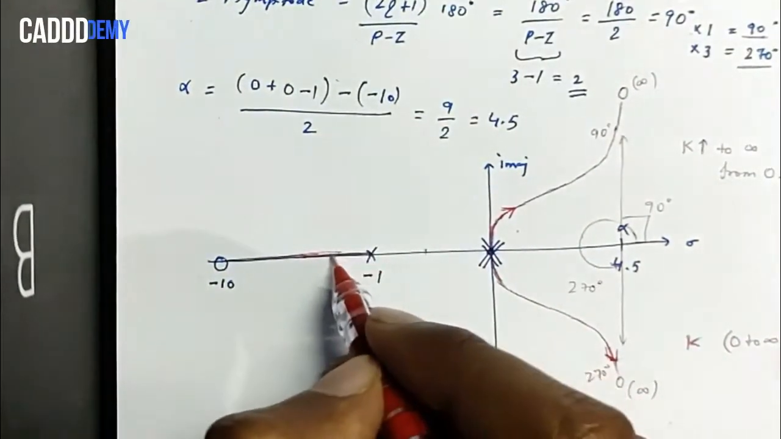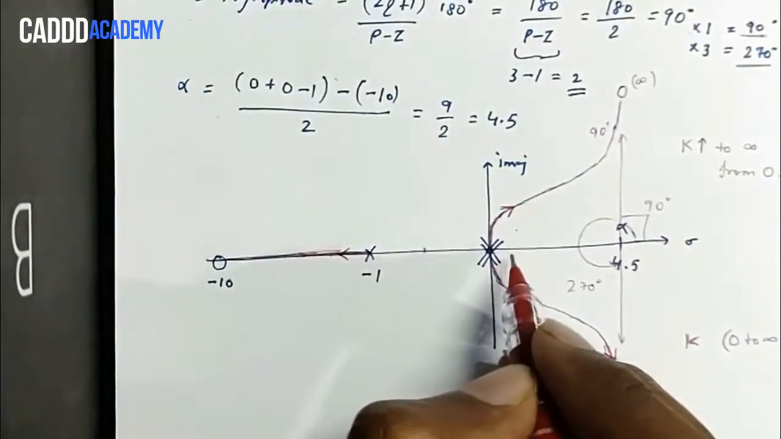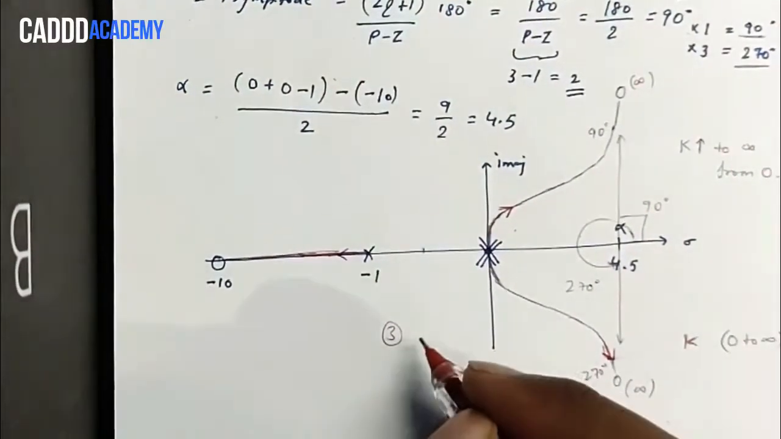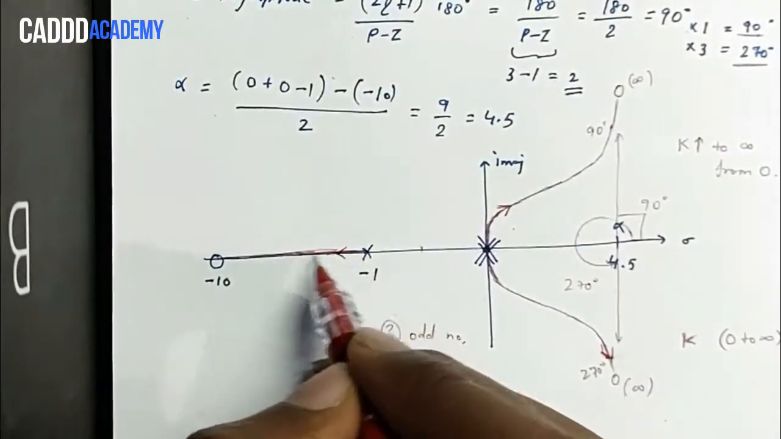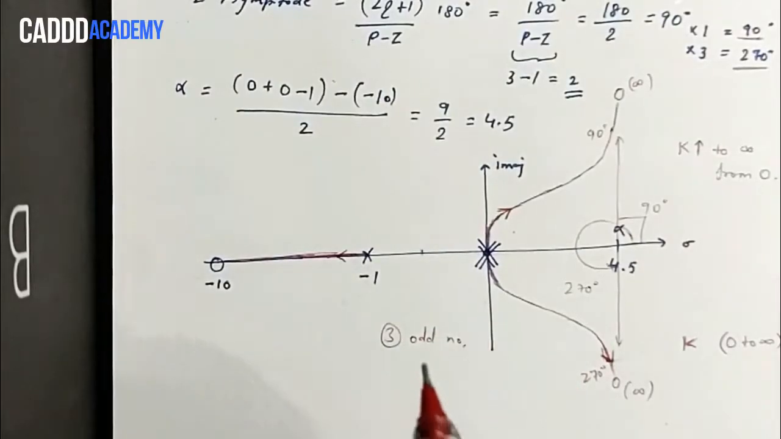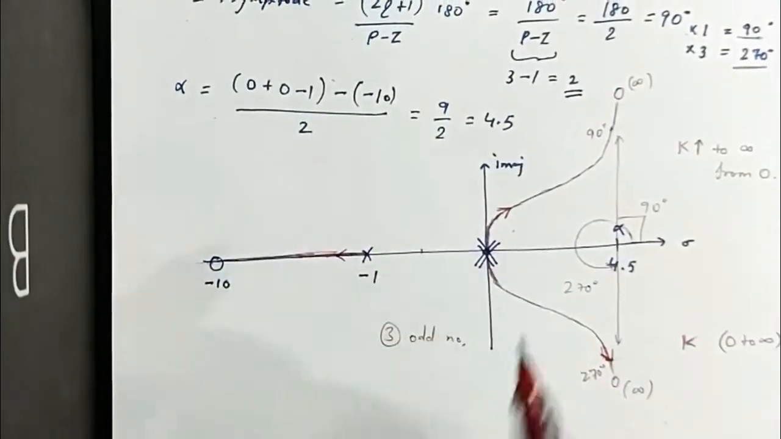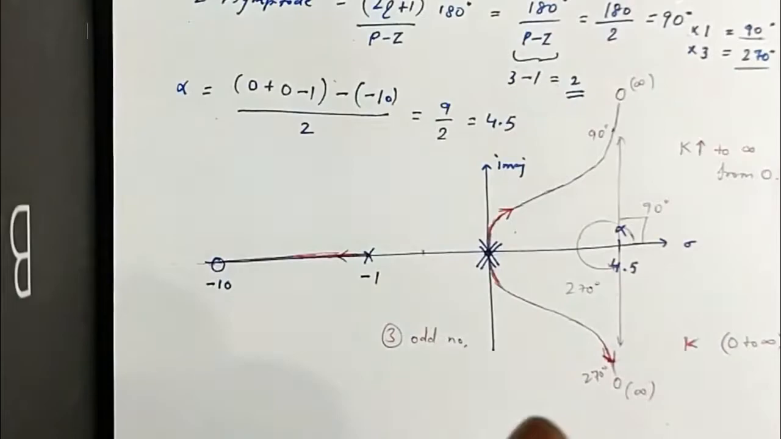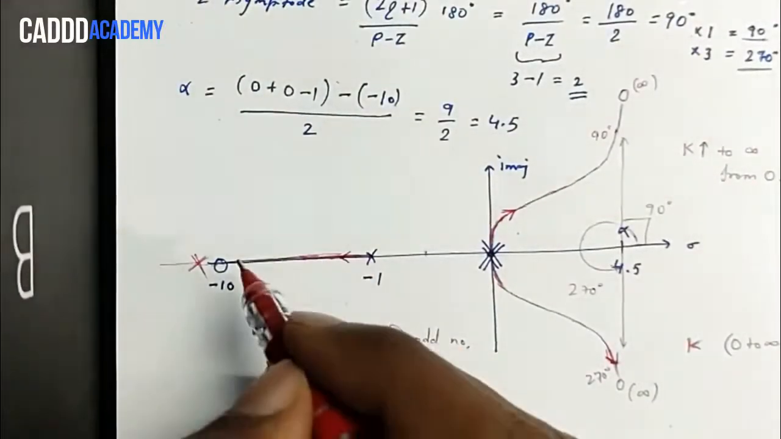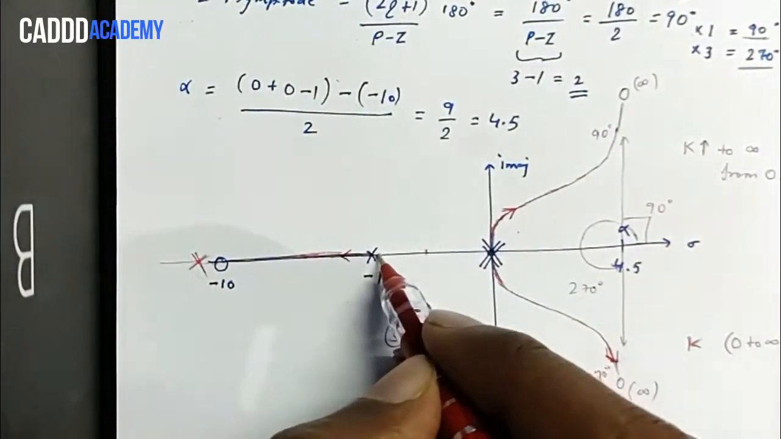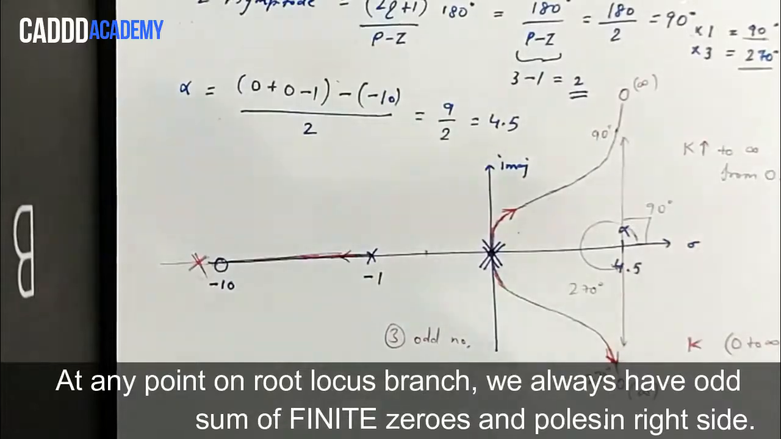From here onwards, if we keep our pen here, then to the right side we have 3 poles, and 3 is an odd number. So we can say that from here onwards it will be a root locus branch. But if we move further, we have 4 things, 1, 2, 3, 4, so we have 4 poles and zeros, and this will not be the root locus branch. From here to the right side we have only 2 poles, and we need 3 or only 1.